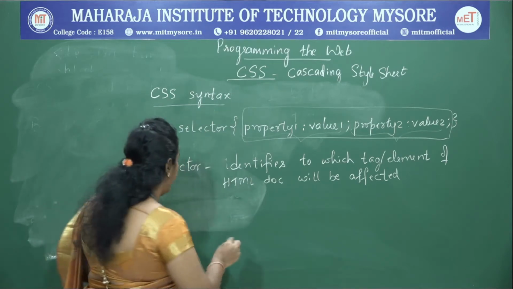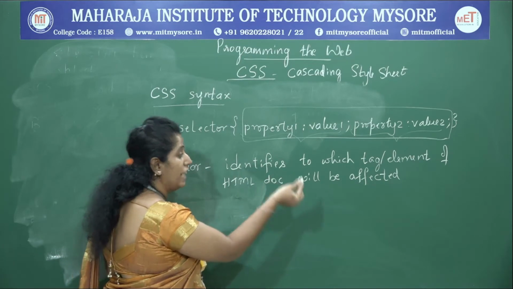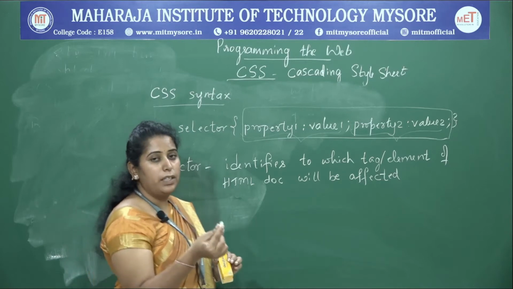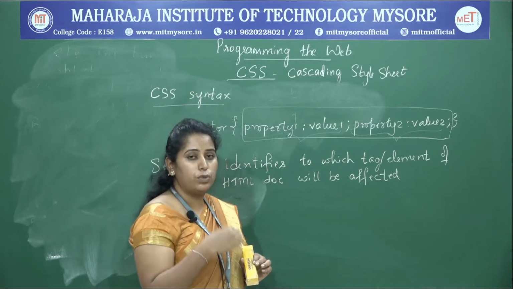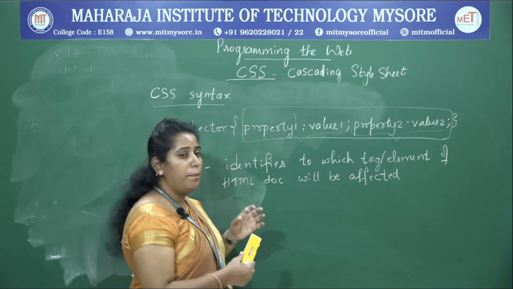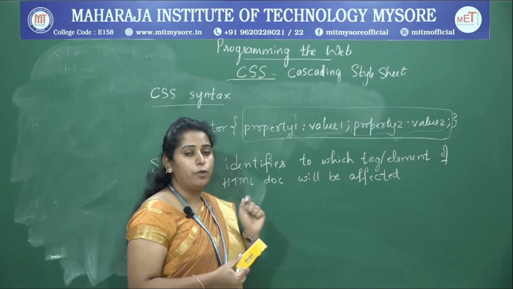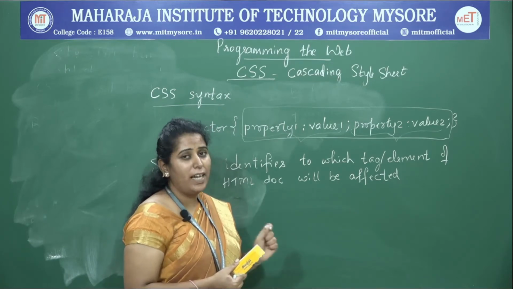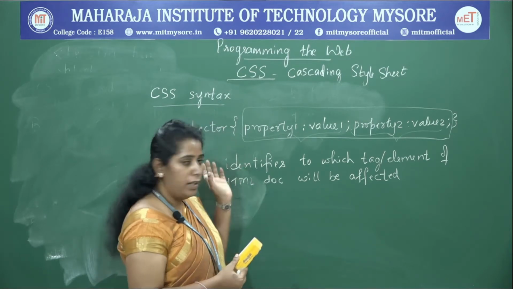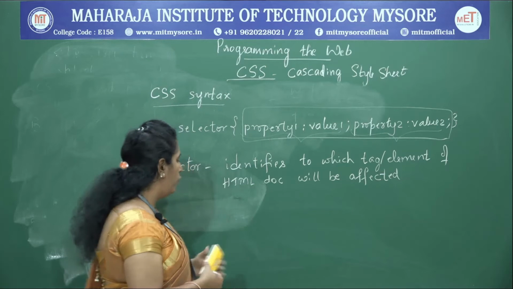Now let me take an example. Again I will repeat, selector identifies to which tag or element of the HTML document will be affected. CSS is a styling language. You have to do some formatting or presentation for the HTML language, so you are presenting the tag by setting some style. Now I am going to introduce one more tag called the style tag. This style is used for presenting the HTML document. How? You will get to know.